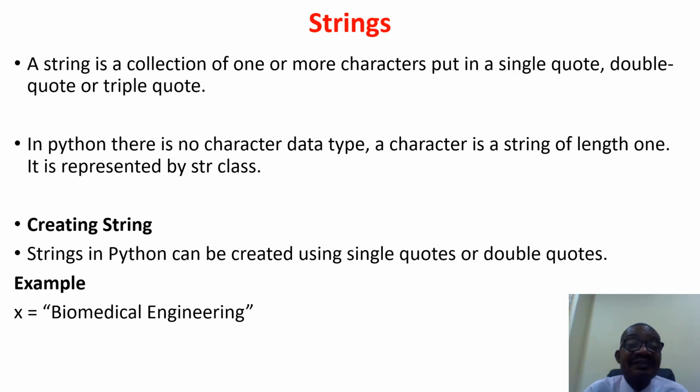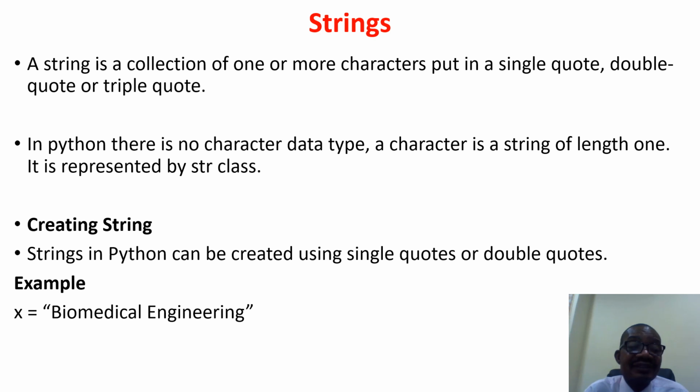Then we have strings. A string is a collection of one or more characters that are put in single quotes, double quotes, or even triple quotes. In Python, there is no character data type. A character is a string of length 1. What we are saying is that in Python, a string can be a single character or a combination of characters. It is usually represented by the str class.